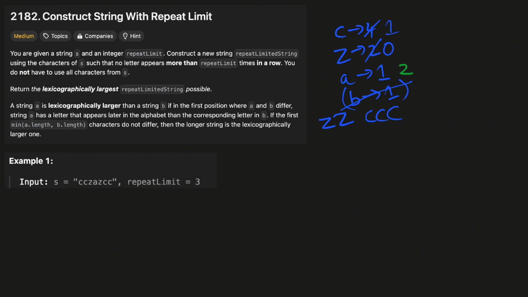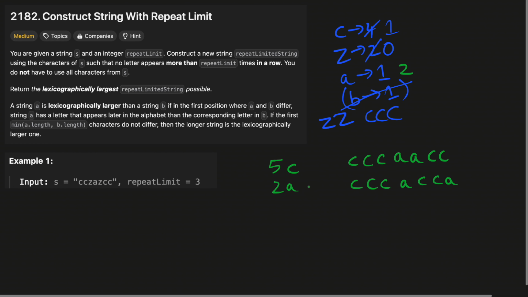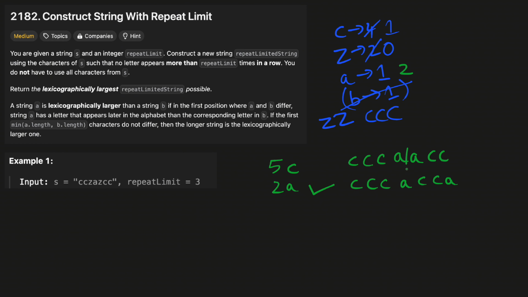Because our primary goal is to break the sequence and resume appending the larger character as soon as possible, so that we form the largest lexicographical string with the given constraints. For example, suppose we had 5 C's and 2 A's and the repeat limit was 3. Then which of the strings will be lexicographically larger? This one where we had 3 C's, then 2 A's and then 2 C's, or this one where we append 3 C's, break the sequence with one character of A and append 2 C's again and then A. And the answer is this one, because when the first mismatch occurs, the character C is larger than character A, and hence the second string is lexicographically larger than the first one.